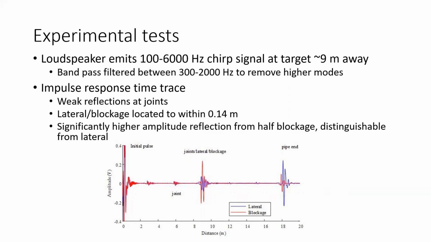And as you can see, there are weak reflections from the joints between the pipes and much stronger reflections from the features. As predicted by the finite element model, there's a much higher amplitude reflection for the blockage compared to the lateral. And these are also located to about within 14 centimeters, which is quite good for this frequency, and the ultrasonic device will be able to then pinpoint it more accurately.